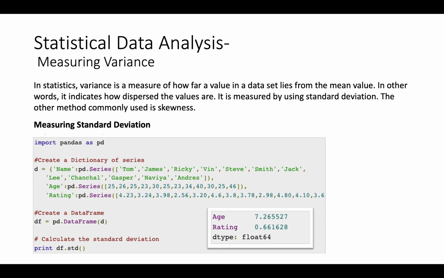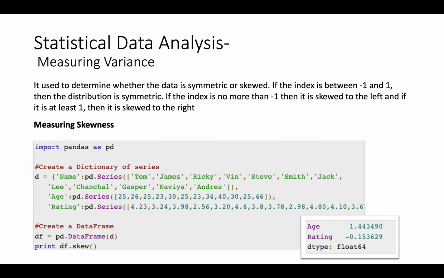Measure standard deviation. Here it is a measure of variation in statistics, a metric of how far a value in the data is from the mean value. In other words, how different a value is is measured by the standard deviation. The other method can be used in scanning. So the same here: create data, create a Pandas data frame and calculate the standard deviation. You can quickly get your data and fast calculate the standard deviation.